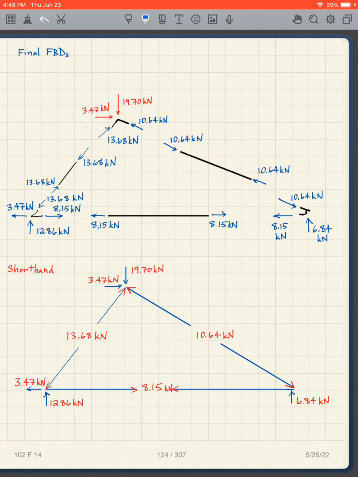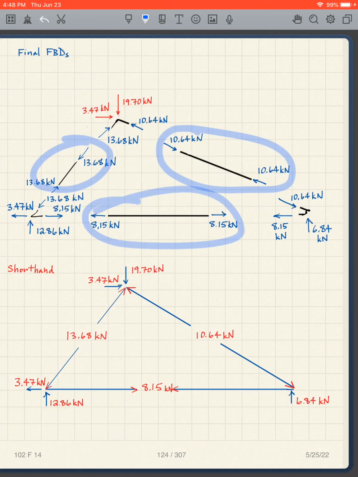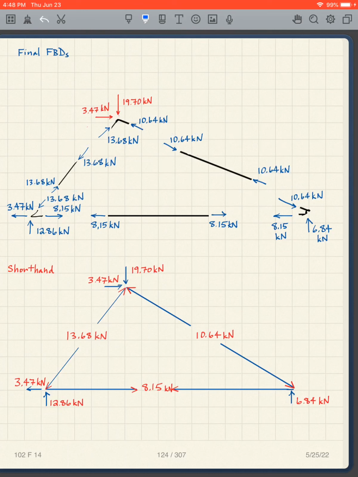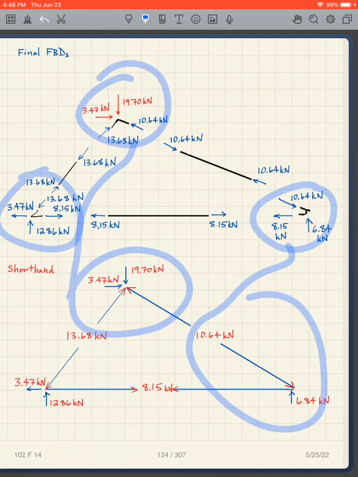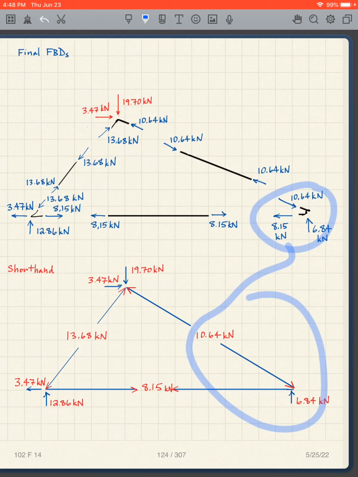I think you can all pause the video and look, and at this point you can get it. You clearly see from this diagram that this member is in compression, this member is in compression, and this member is in tension. To do the shorthand method, you simply make these bigger. That's what it comes down to. So this goes here, this goes there, and this goes there. That's all you have to do for the shorthand method.